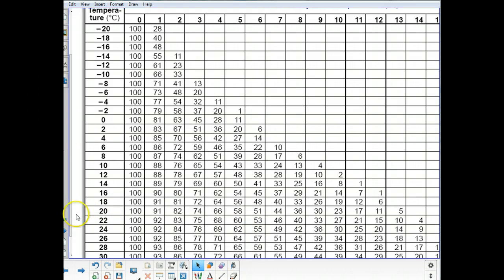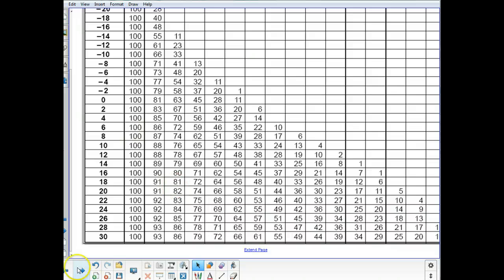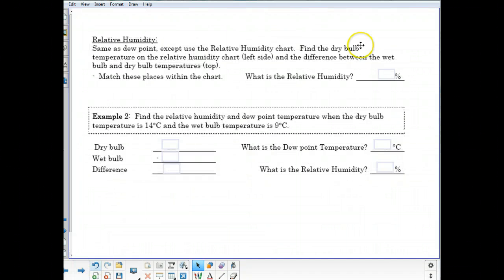Okay. Now, the next thing that I'm going to have you do. Okay, so this was from example 2. You'll see that 14 and 9, the difference is 5 degrees again, so you go down 14 degrees and over to 5, and you should have gotten 4 degrees and 50%. If you didn't get that and you don't understand this chart, raise your hand, I'll come and help you. See if there's somebody next to you that can show you how to use it.